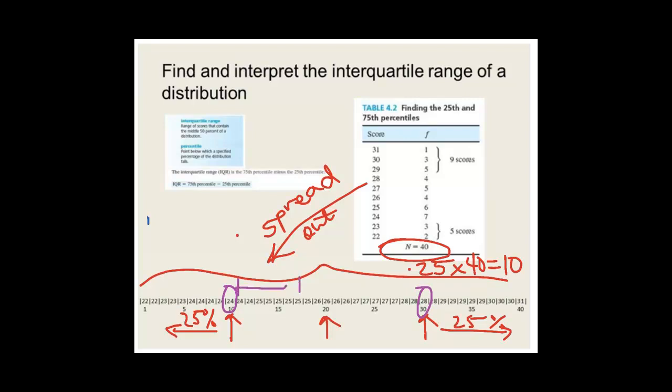So the 25th percentile is at score 24, and the 75th percentile is at score 28, making the IQR equal to 28 minus 24, or 4. The IQR can be interpreted as the middle 50% of all scores lying between 24 and 28.